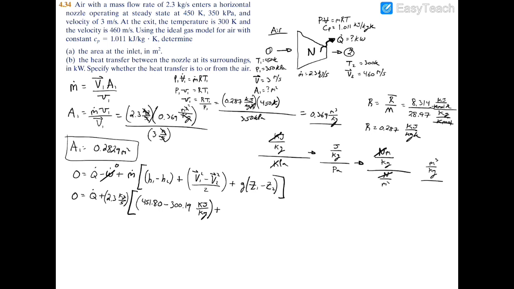Plus, what are your velocities? Your velocity at inlet 1 is 3 squared minus V2, which is going to be 460 squared divided by 2. And your units here are going to be meters squared per second squared. Plus, this unit here is going to be 9.81 meters per second squared, just gravity. And then Z1 minus Z2 is going to be 0 because we have a horizontal nozzle. So in that case, we can actually just cancel out that whole expression.